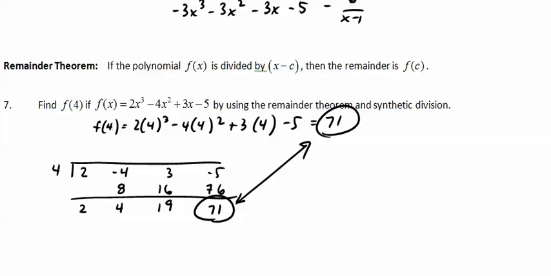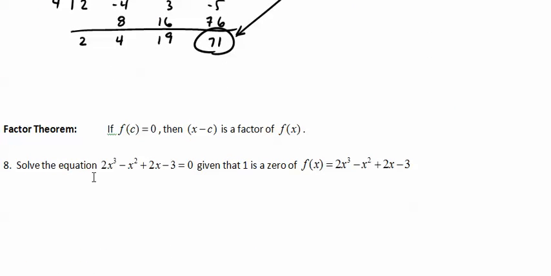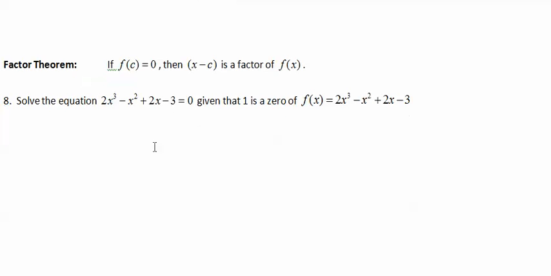Now, what this is saying is very handy. If you get a remainder of 0, then f of c is equal to 0, then you know that x minus c must be a factor. This is mainly what we're going to be using. Now, this time they're saying 1 is a 0. So that would be the same as x is 1, right?